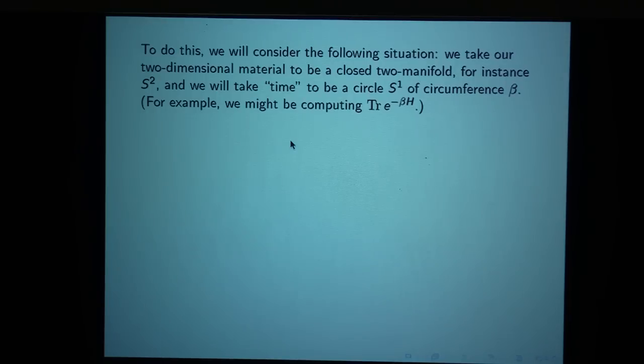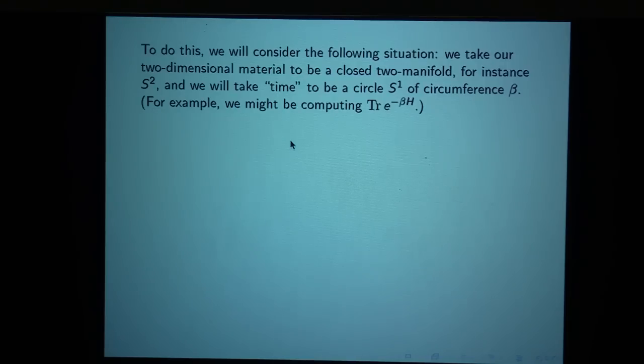So to do this, we'll consider the following situation. We take our two-dimensional material to be a closed two-manifold, for instance a two-sphere, and we'll take time to be a circle of circumference beta. So physically, the reason for time to be a circle might be that we're computing a trace of e to the minus beta H for some beta.